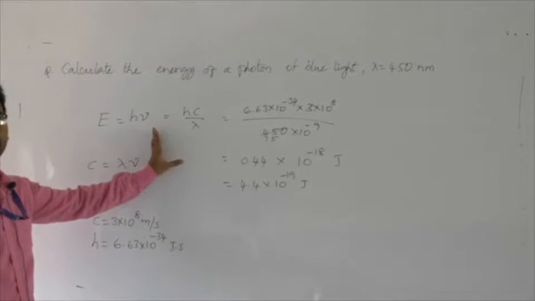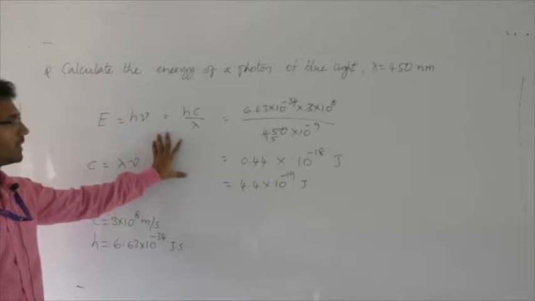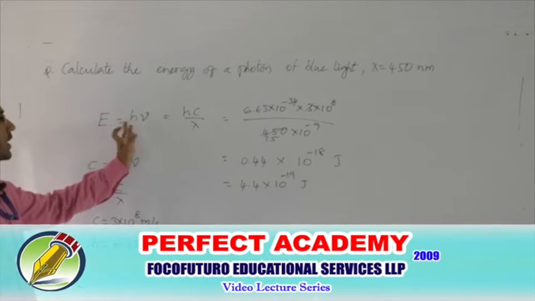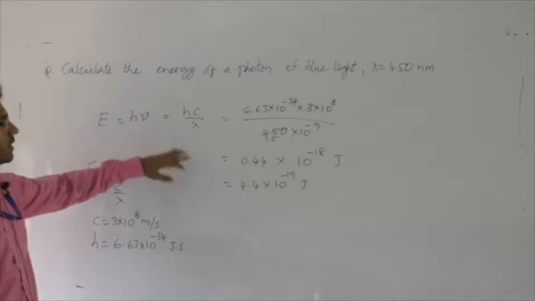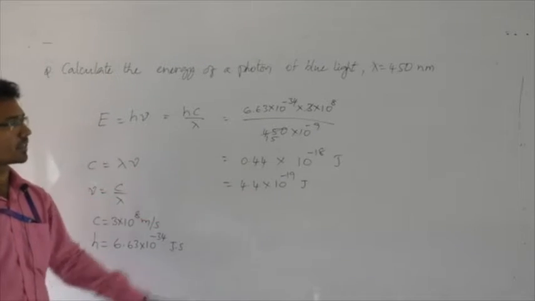So this is how we calculate the energy of a given photon when wavelength is given. If frequency is given, you can directly put the value of frequency here, multiplied with Planck's constant. So the value is 4.4 into 10 power minus 19 joules.